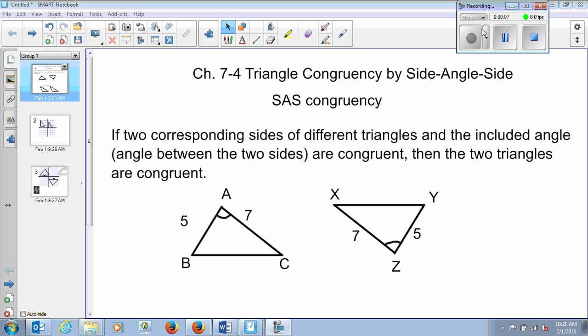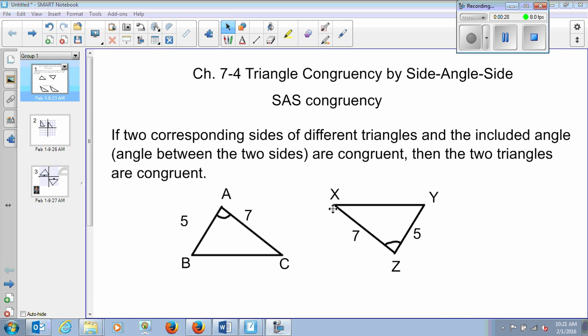We're in chapter 7.4. This is triangle congruency by side, angle, side. We also call that SAS congruency. Here's what it says. If two corresponding sides of different triangles and the included angle, which is important, the included angle is the angle between the two sides, are congruent, then the two triangles are congruent.